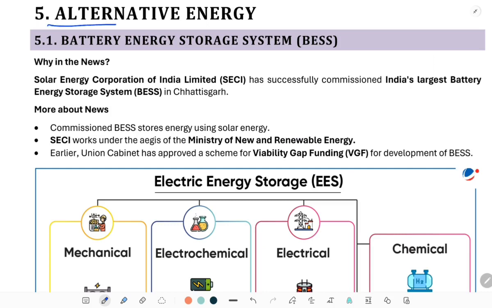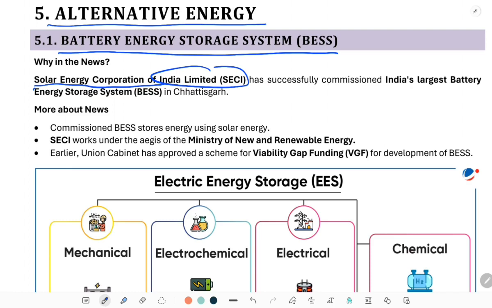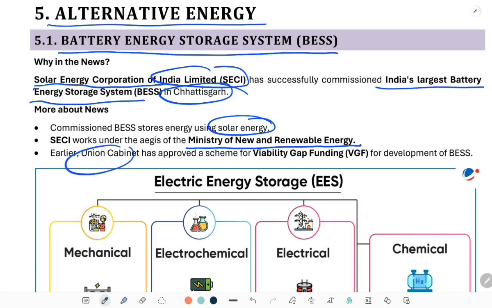Next we'll see the topic alternative energy, the battery energy storage system. Recently the Solar Energy Corporation of India Limited has successfully commissioned India's largest battery energy storage system in Chhattisgarh. This commissioned BESS stores energy using solar energy, and it works under the aegis of the Ministry of New and Renewable Energy. Earlier, the Union Cabinet approved the scheme of viability gap funding for the development of BESS.